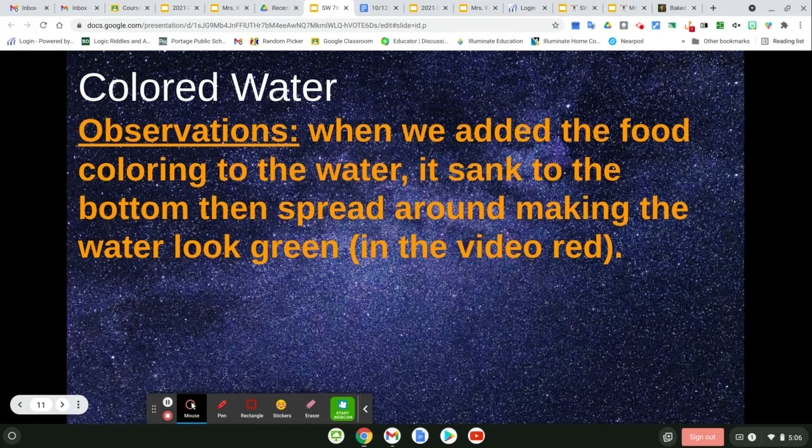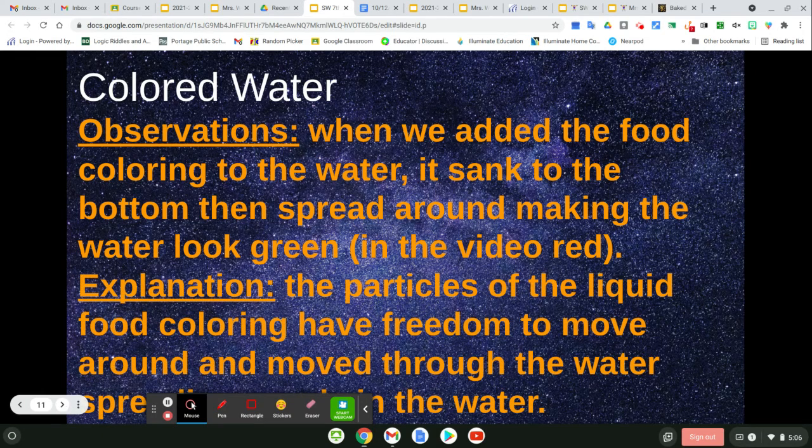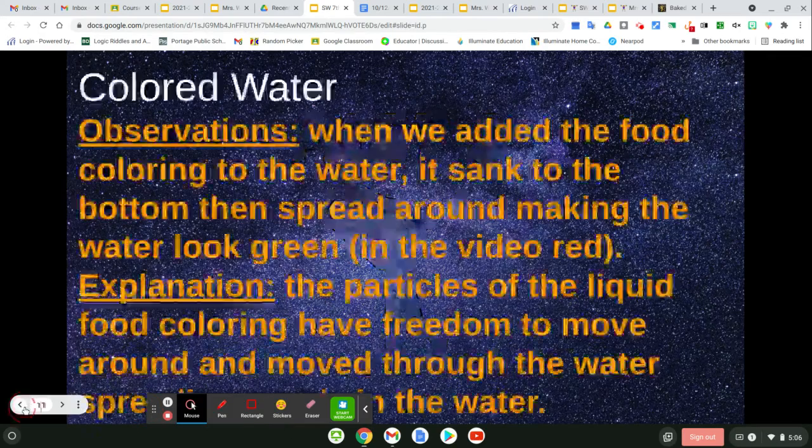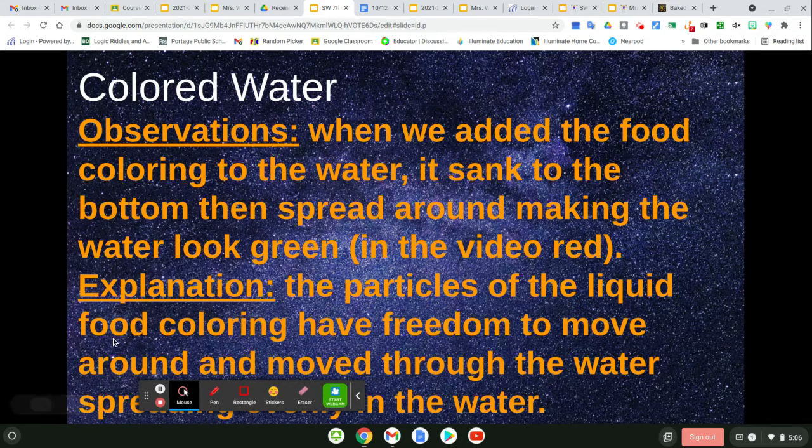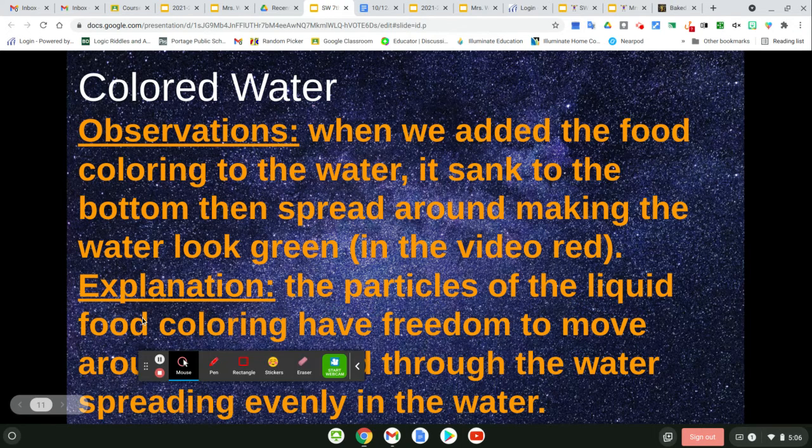But in our labs in class, the food coloring was green. So within a couple minutes, all of the water looked green. The particles of the food dye had spread evenly around the water. So the particles of the liquid food coloring, they have freedom to move around, and they moved through the water. Let's go back. Spreading among the water or evenly throughout the water.